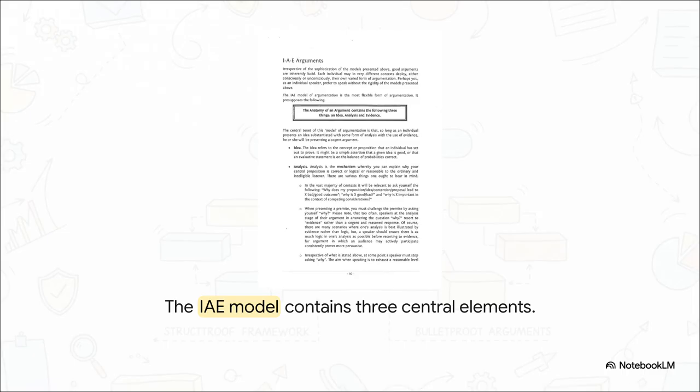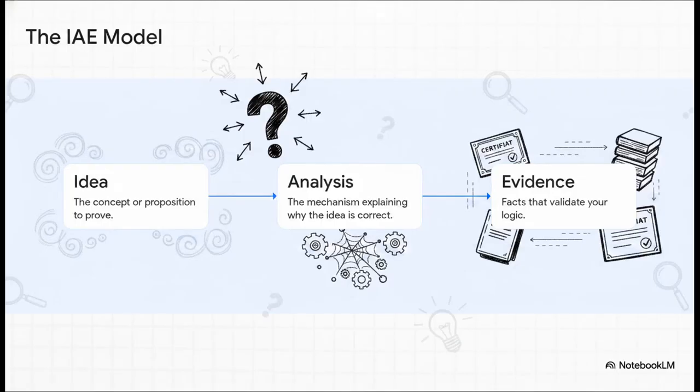It strips an argument down to its absolute bare essentials. If you have these 3 central anatomy elements, you are presenting a cogent, coherent thought. Those 3 steps are idea, analysis, and evidence. First up, the idea. This is simply the concept or proposition you want to prove. Second is the analysis, which is the mechanism where you explain why your idea is correct. And third is the evidence.